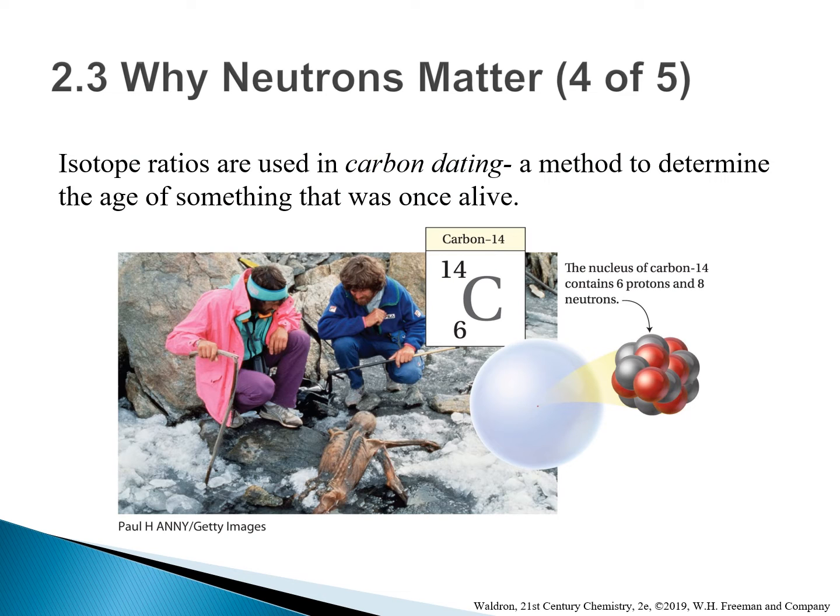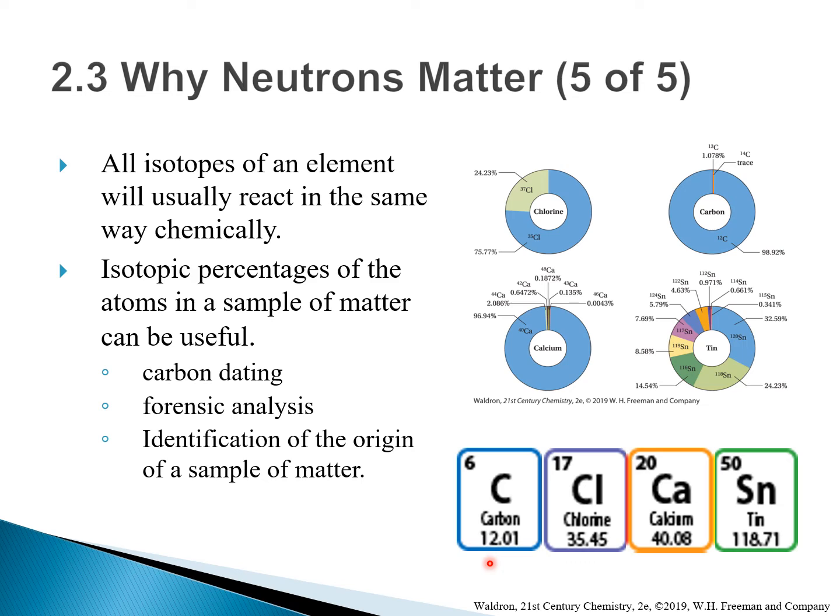Why do neutrons matter? Different isotopes of an element have different natural abundance. Isotope ratios are used in carbon dating, a method to determine the age of something that was once alive. The atomic mass is the average atomic mass, considering all the different isotopes of an element.